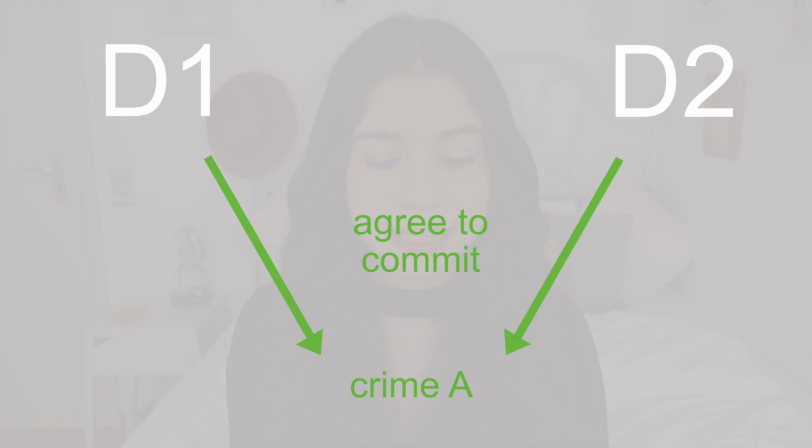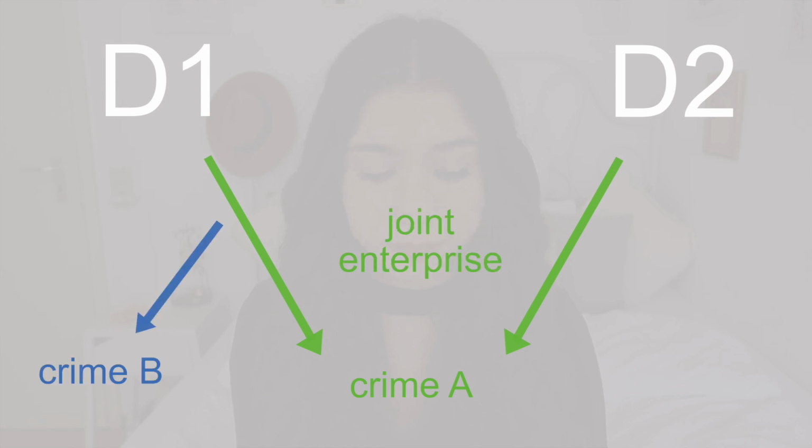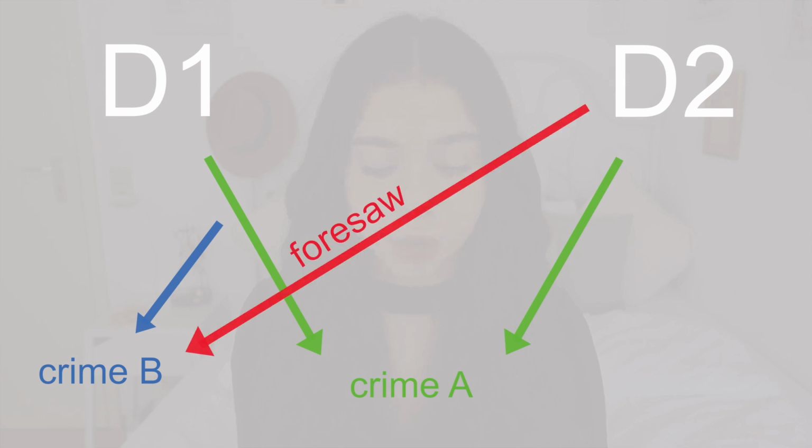If two people set out to commit an offense, crime A, and in the course of that joint enterprise, one of them, defendant 1, commits another offense, crime B, the second person, defendant 2, is guilty as an accessory to crime B if he had foreseen the possibility that D1 might act as he did.